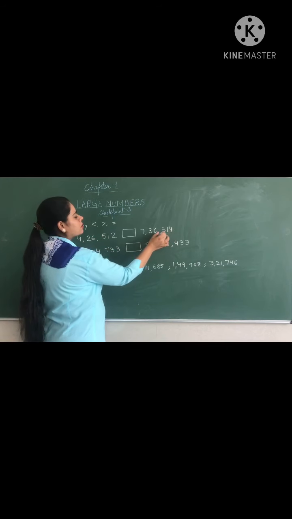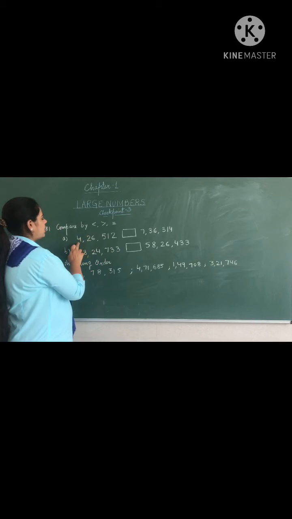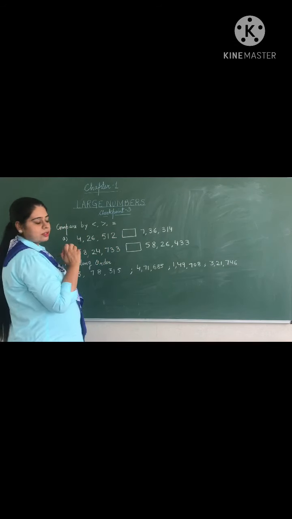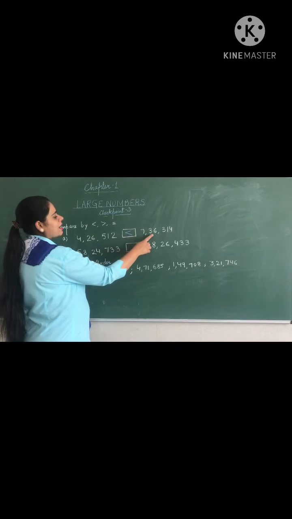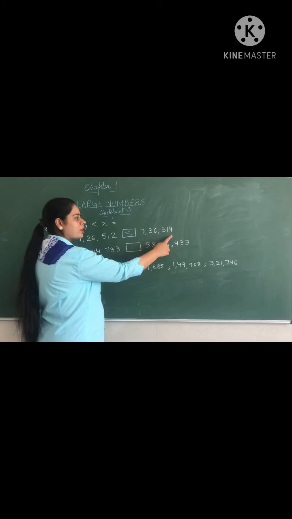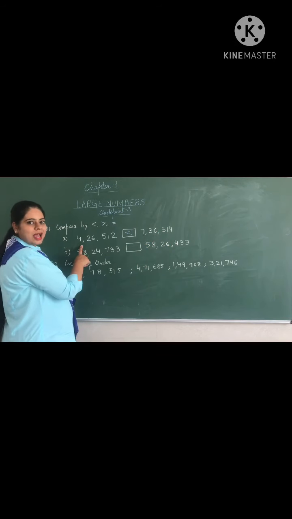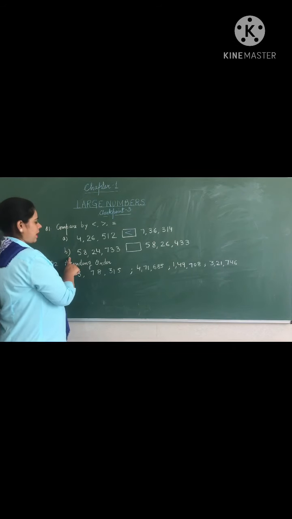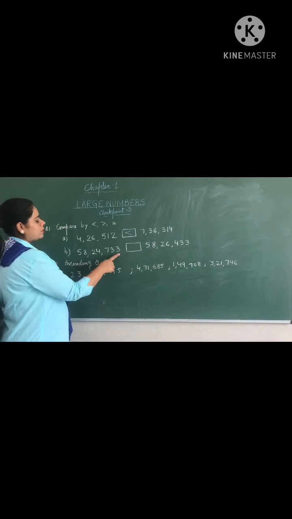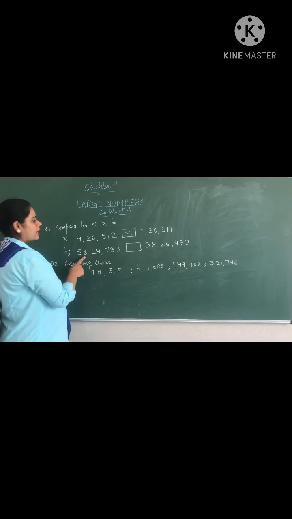Here also ones, thousands and lakhs. But in lakh group, 4 is smaller than 7. So which is greater? 7. So 7,36,340 is greater than 4,26,512. Now B part. Again it is ones group, thousand and lakhs.